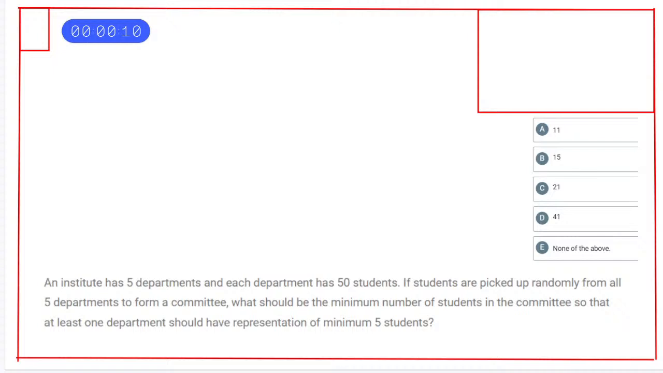An institute has 5 departments and each department has 50 students. If the students are picked randomly from all 5 departments to form a committee, what should be the minimum number of students in the committee so that at least one department should have a representation of 5 minimum students. Yes, 21 is correct. Very good.